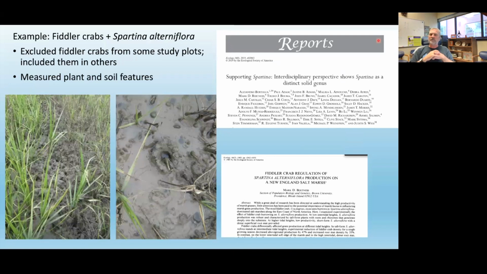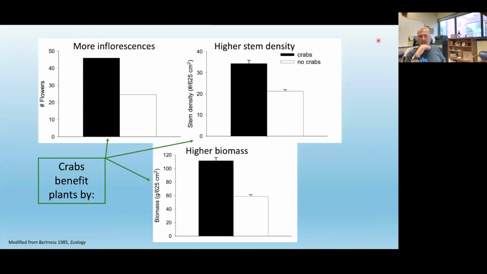All right, so another example are fiddler crabs and Spartina alterniflora, right? There have been some studies done. I've linked one or two here. But essentially, when you look at these two species, they're in a mutualistic relationship. It is facultative. The benefit here is that the crabs help alter the soils and the environment in a way that benefits the plants, and the plants provide nutrients and detrital matter for the crabs. So let's unpack this a bit.